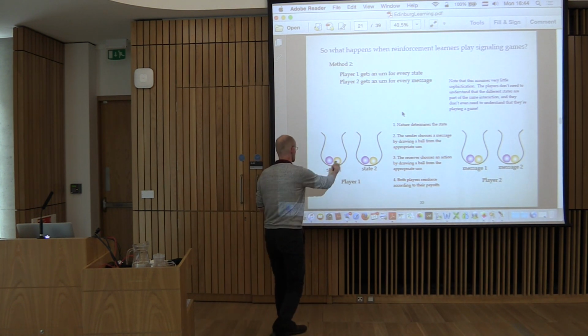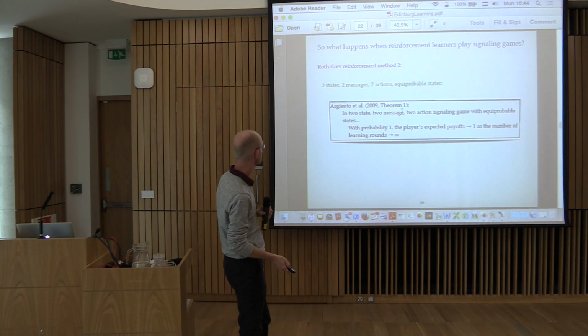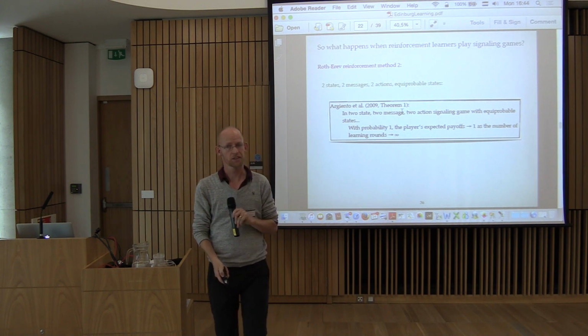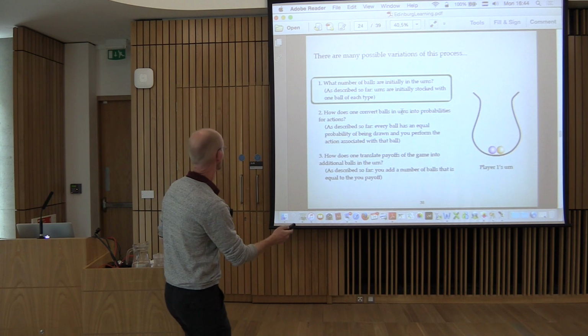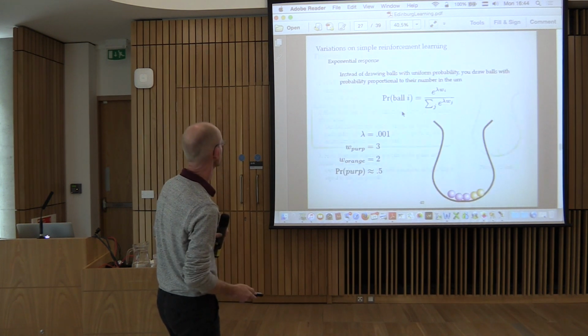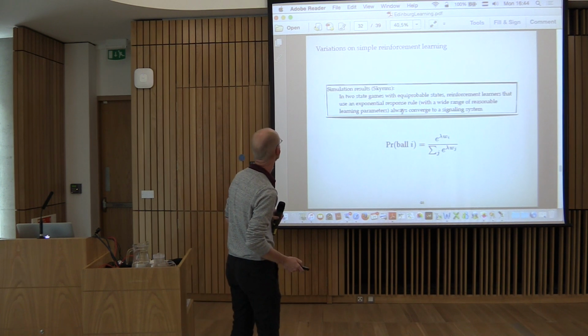Now you can also say they have different urns for the different states, and then you do the same thing. But again, there was a result that also in this way you basically get the same result. I don't want to go into that, really. You can change other things. I don't want to go into that.